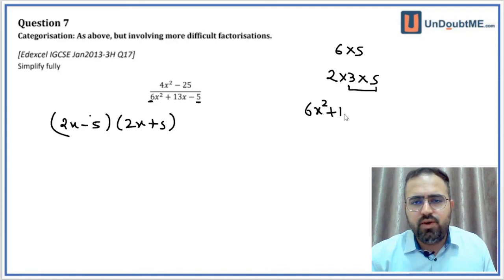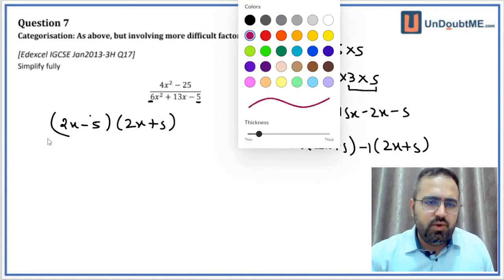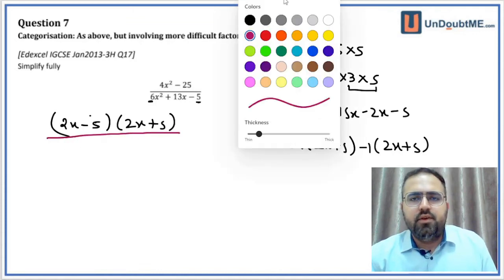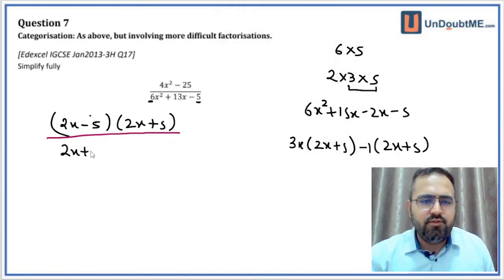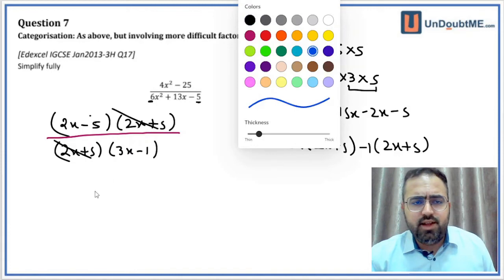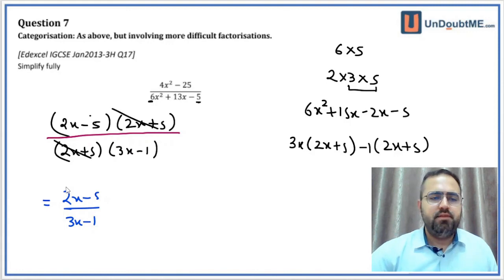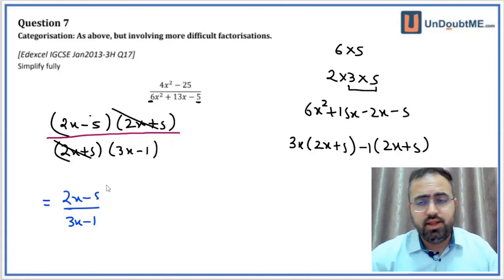Okay, so I'll write 6x squared plus 15x minus 2x minus 5. If I take 3x common, it will be 2x plus 5, minus 1 common, it will be 2x plus 5. Okay, rest part I will just solve over here only. So here I will get 2x plus 5 and 3x minus 1. Now this 2x plus 5, 2x plus 5 will get cancelled, and I am finally left with 2x minus 5 over 3x minus 1, and this is the most simplified form because we can't do anything else to it.